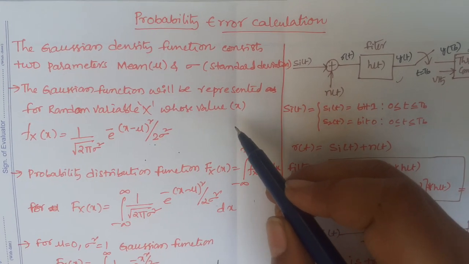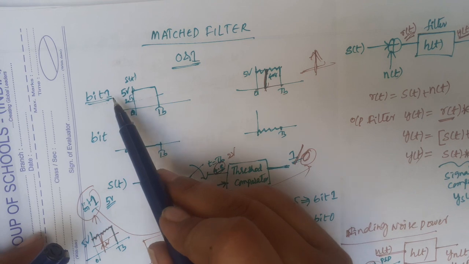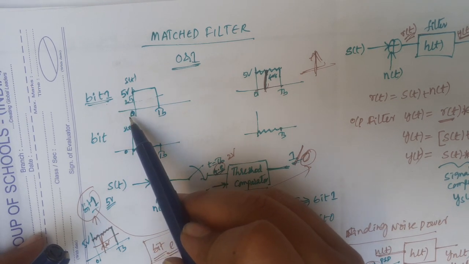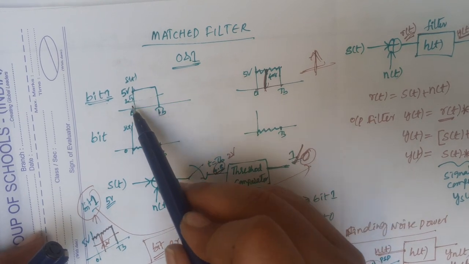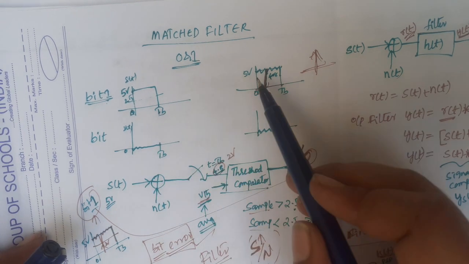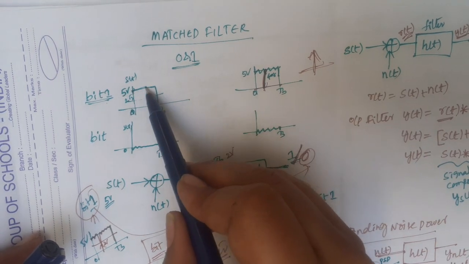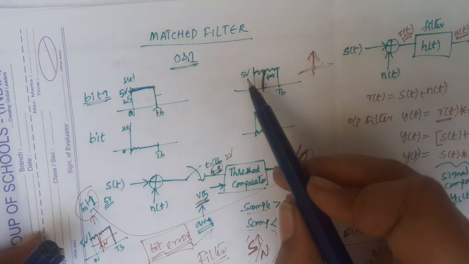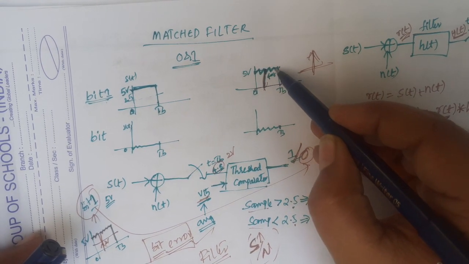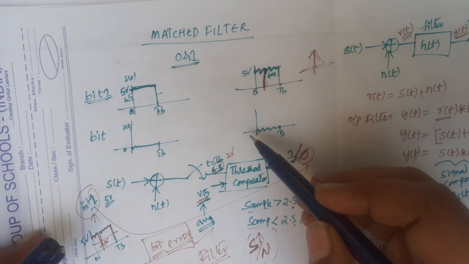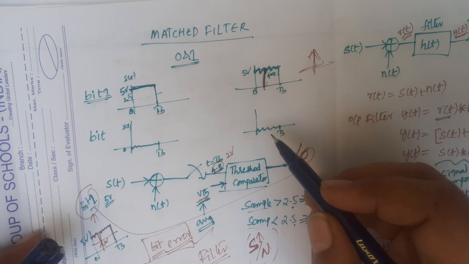We saw yesterday, for bit 1 transmitted, that is 0 to TB period, 5 volts. If it is affected by a small noise voltage, there is no problem. See here, it is the deterministic signal, but when it is affected by the noise, this noise signal is a random signal. So to find the error in the random signals, the tool is probability error.